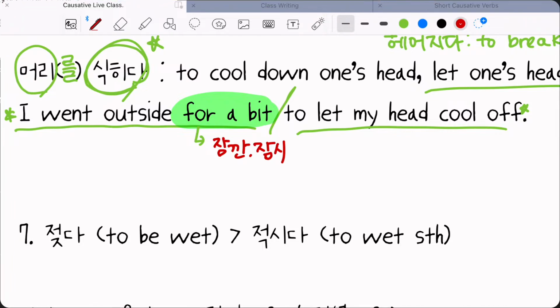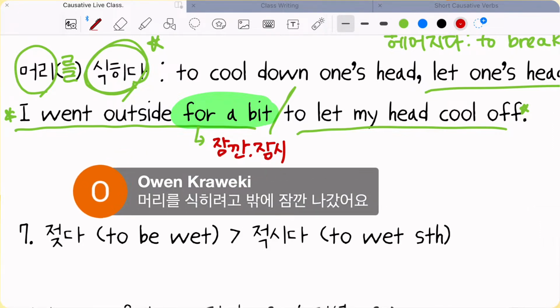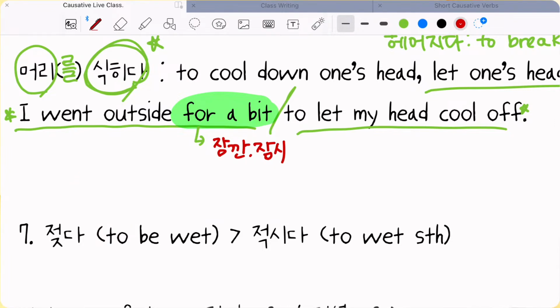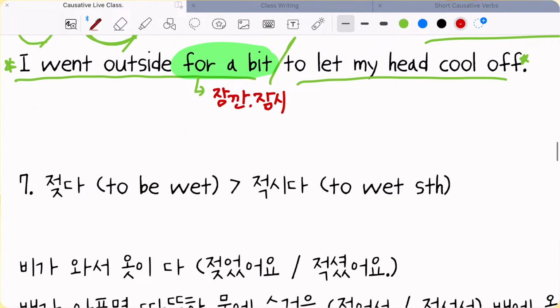오케이, 이제 오웬 씨가 머리를 식히려고 밖에 잠깐 나갔어요. Alright, this is a perfect sentence. 머리를 식히려고, in order to do that, 밖에 잠깐 나갔어요. So 려고 and 가다 match perfectly grammatically, right? So 머리를 식히려고 밖에 잠깐 나갔어요. Does anyone else have another version? 하나만 더 하고 다음 거로 넘어갈게요. If we have one more sentence, then I think we can move on to the next one.